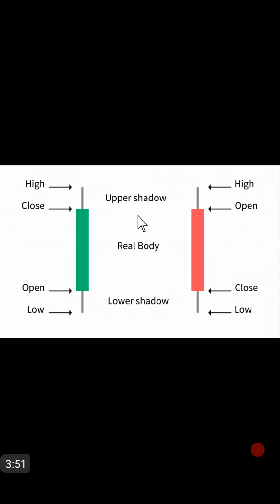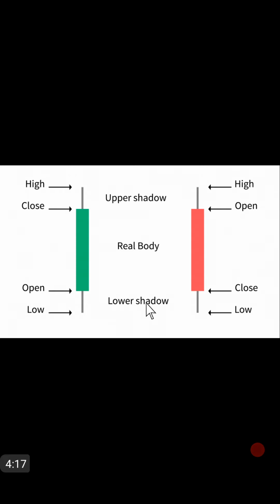Now, the candle has two parts. One is called the shadow and the other the body. Now, the shadow part is two: we have the lower shadow and we have the upper shadow. Let me take that again. The candle has two parts: the candle has the body and the shadow. The shadow is divided into two. We have the upper shadow and we have the lower shadow.